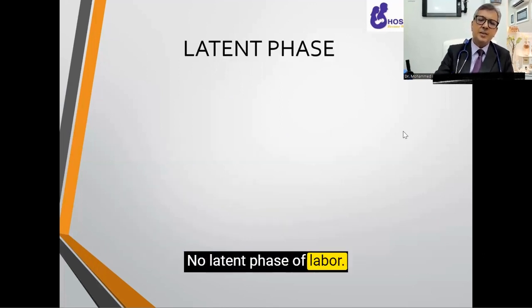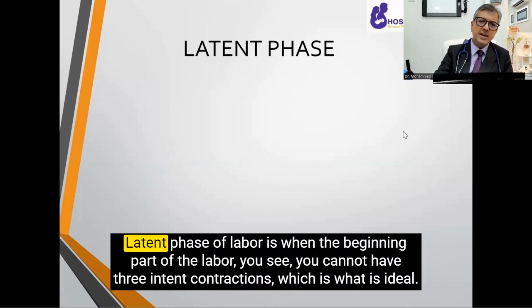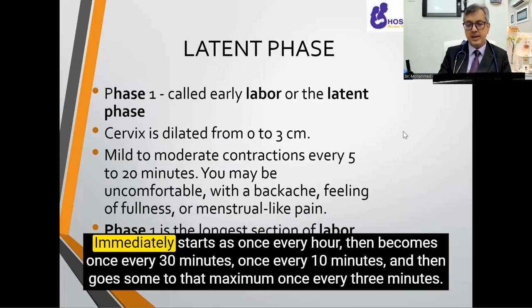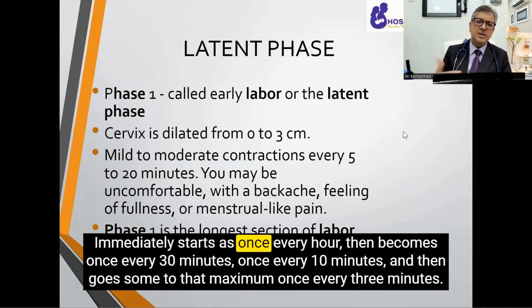Now, the latent phase of labor is a completely different thing altogether. The latent phase is the beginning part of labor, where you cannot immediately have three intense contractions, which is what is ideal. It starts as once every hour, then becomes once every 30 minutes, once every 10 minutes, and then goes up to the maximum of once every 3 minutes.